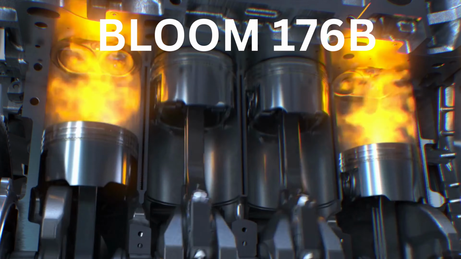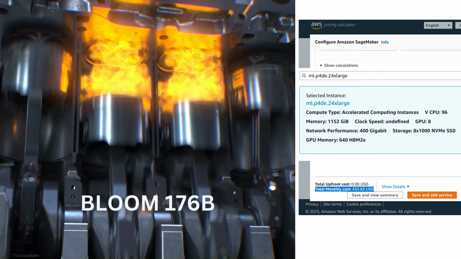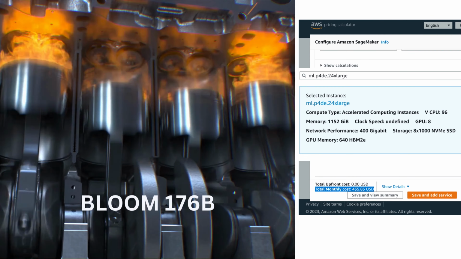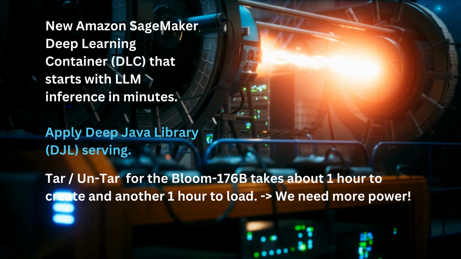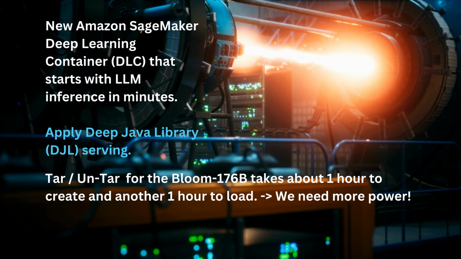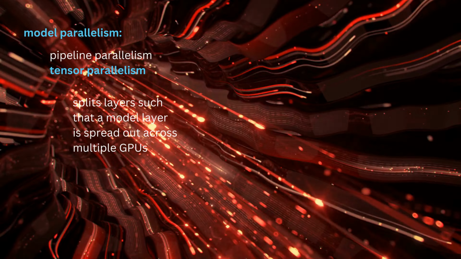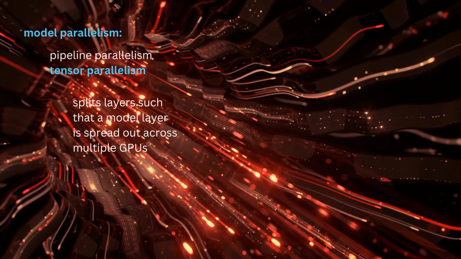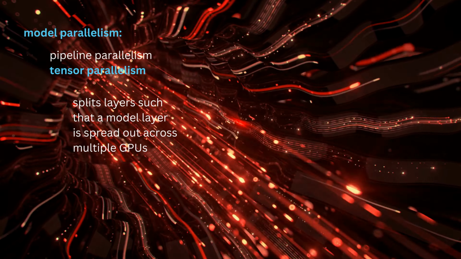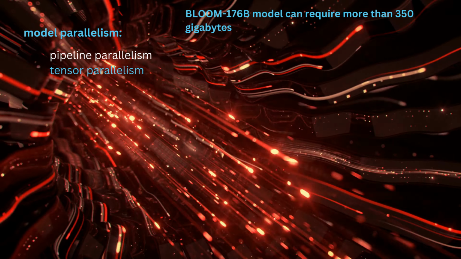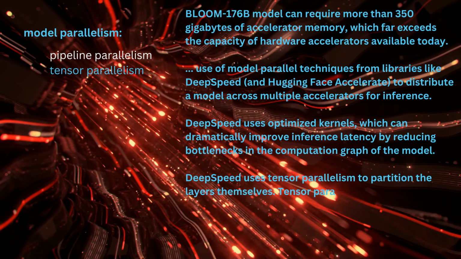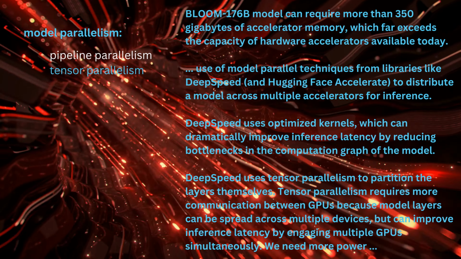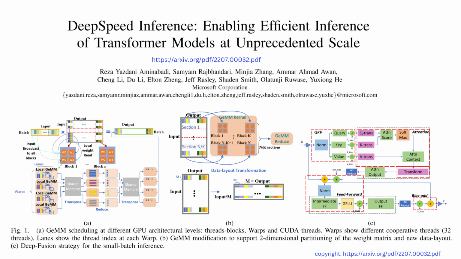We select the biggest machine learning instance, the p4de, with 1.1 terabyte memory, and we apply SageMaker deep learning containers. We apply Deep Java Library serving, and there's a very special technique we're going to apply, called model parallelism. We will not apply the pipeline parallelism from Hugging Face with its extension within Accelerate, but we go for the tensor parallelism. Now, the tensor parallelism, or the DeepSpeed model here at AWS, has the benefit of low latency with multiple GPUs simultaneously.